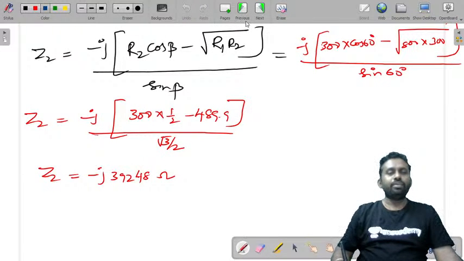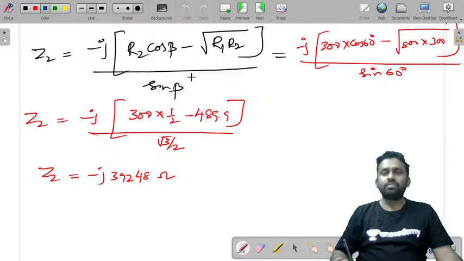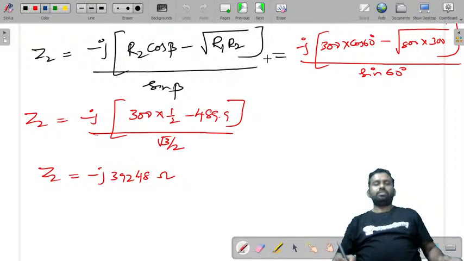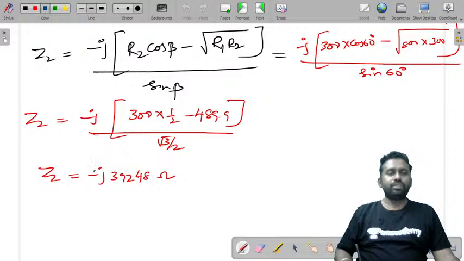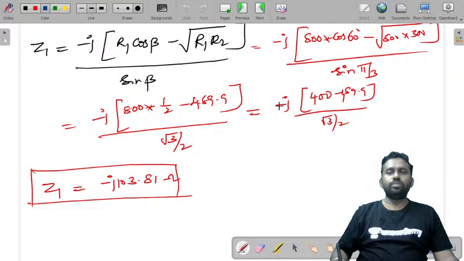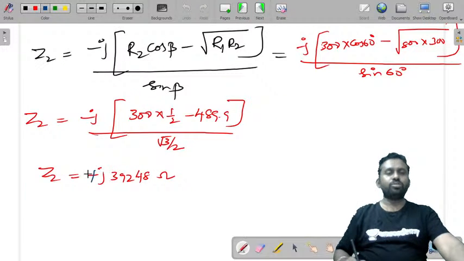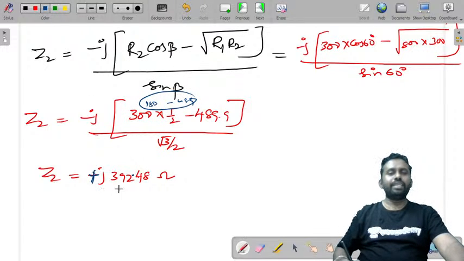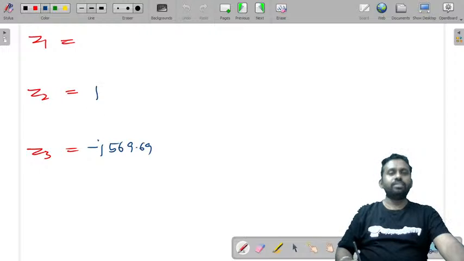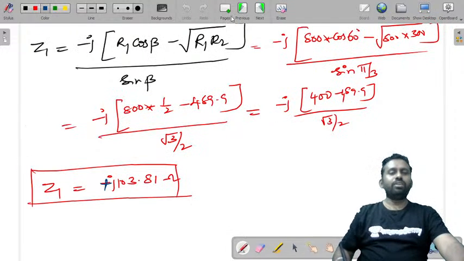Now Z2, minus j 392.48. So this is, you'll get minus into minus, so this value will be plus, and also this value will be plus. So this is also a positive value, because you have 150 minus 489, this is a negative value. So Z2 is j392.48. What is Z1? 103.81.